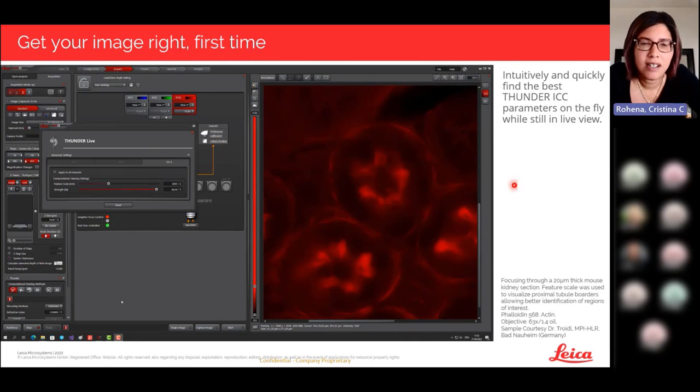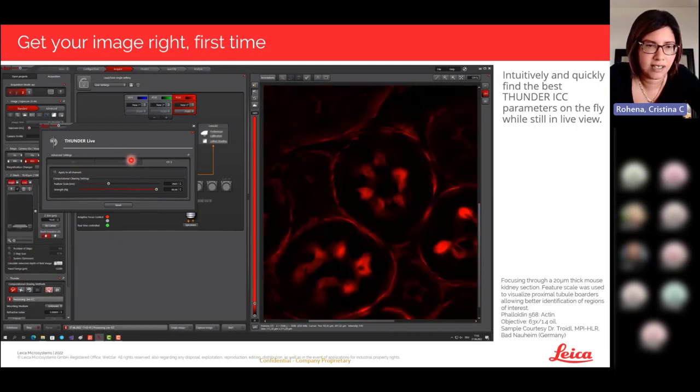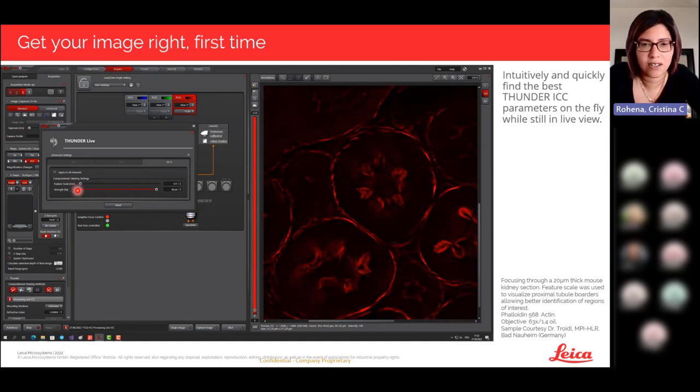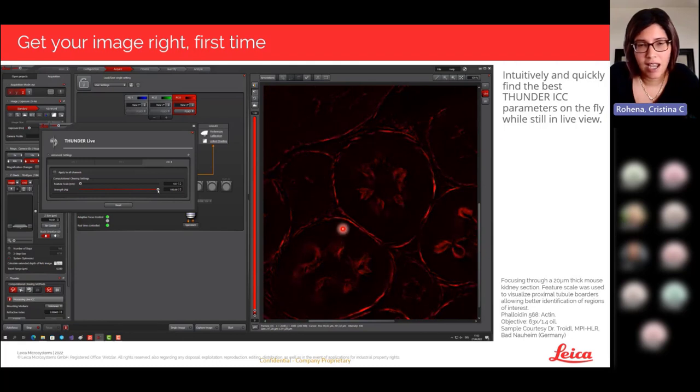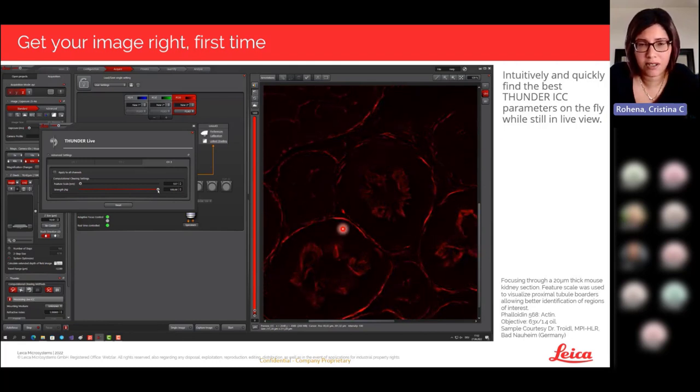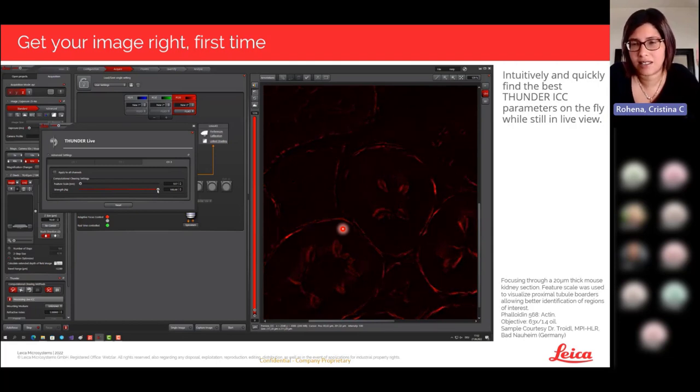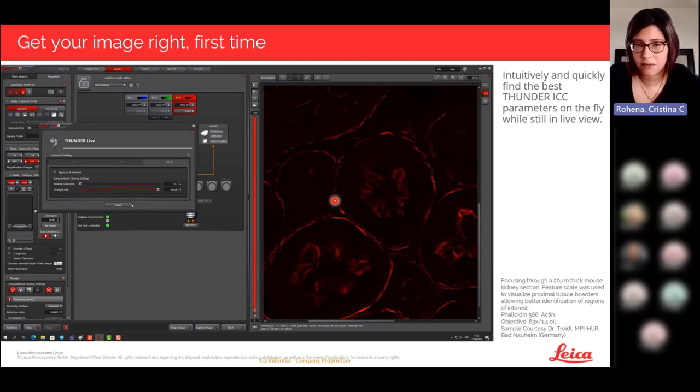I'll give you an example here. In this video, you can see a preview of a kidney section. You're looking at the proximal tubule borders here, and you can see that we have the Thunder settings here. As you turn on Thunder Live, you can see the effects of the processing, and the effect of tinkering with those parameters on your image. By lowering the feature scale right now, you have better access and better visualization of these proximal tubule borders. And as you scan through your image in Z, it'll allow you to really easily set those Z boundaries for Z-stack acquisition, for example.